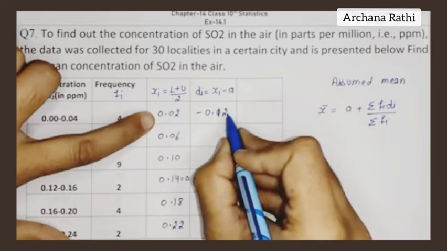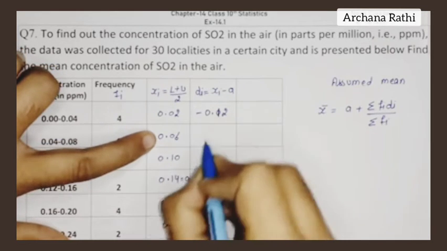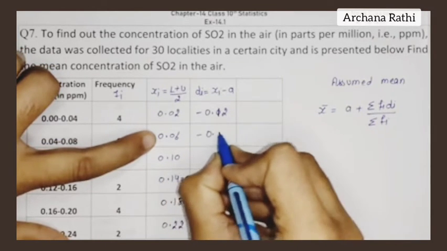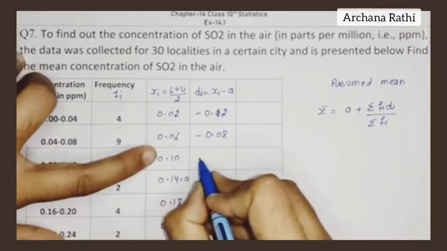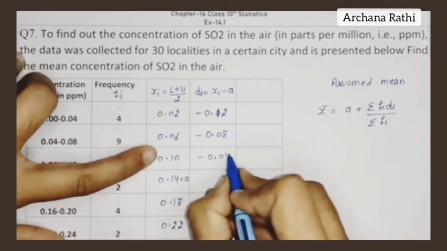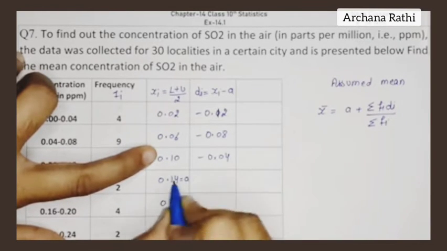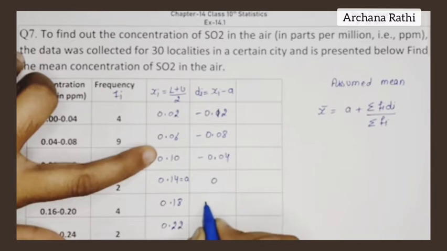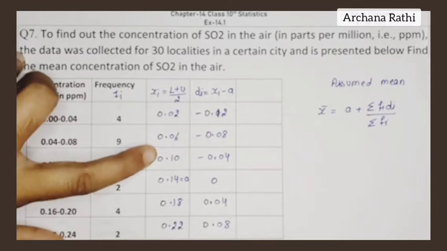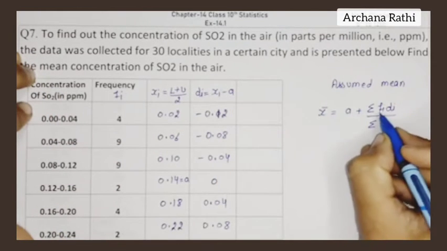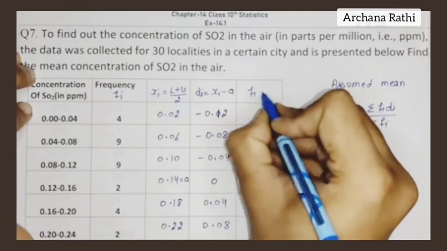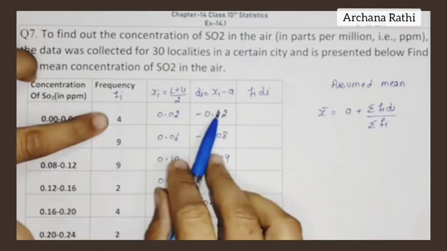Now 0.02 minus 0.14, and 0.06 minus 0.14 is equal to minus 0.08. This is minus 0.04. This is subtracted, so it will be 0. Now 0.18 minus 0.14 is 0.04, 0.08.